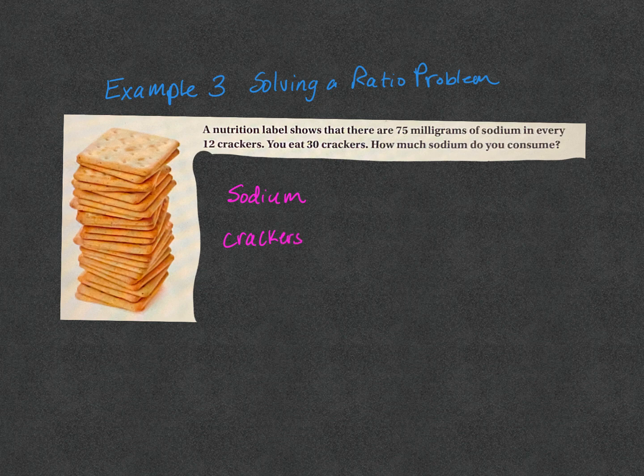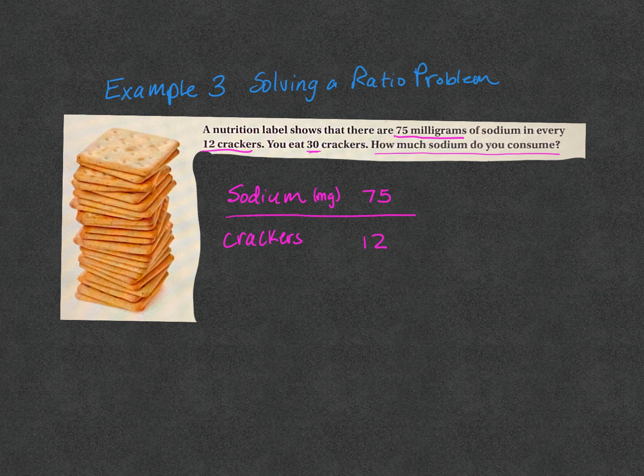And the sodium is in milligrams, so I'm just going to note that just so that I don't forget when I go to label my question. The question is how much sodium do you consume, but we have to remember it's when we eat 30 crackers. The first ratio that they give us is 75 milligrams to every 12 crackers. So I'm going to fill that in like this, 75 to 12. We need to know, how do we get to 30?